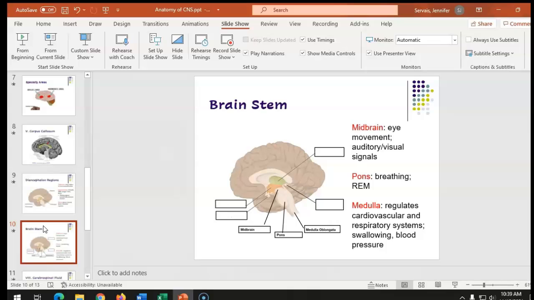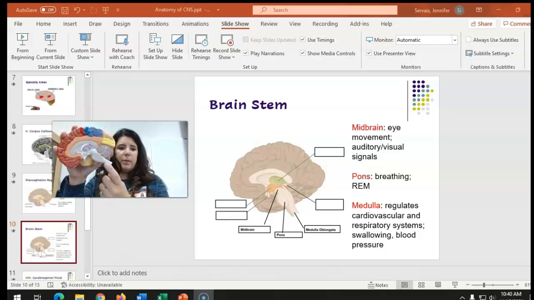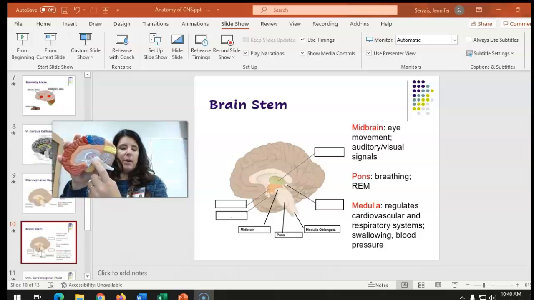And then you have the brainstem here. So again, if I pull up the model of the brain, you've got your brain stem. This is going to be the medulla oblongata. This thicker part here would be the pons, and then the part that's way inside would be the midbrain.